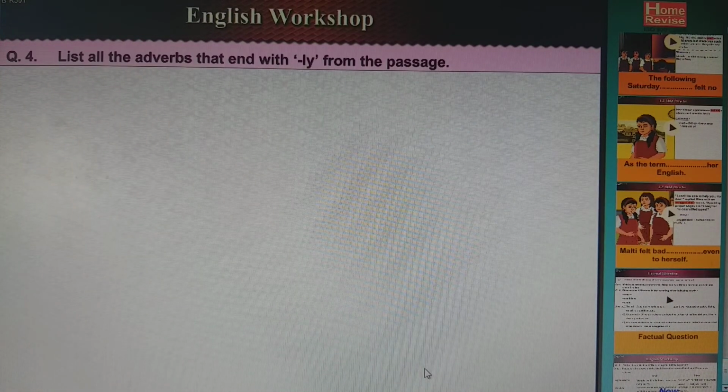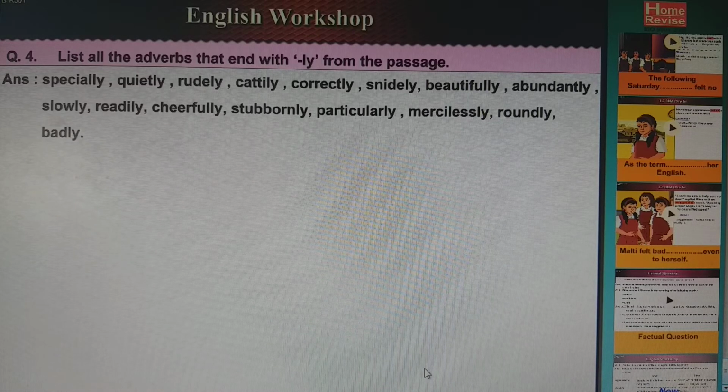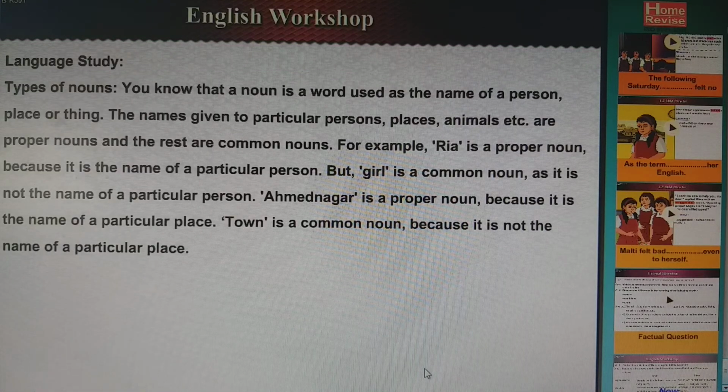Now the next question is to list all the adverbs that end with ly from the passage. What is an adverb? An adverb is a part of speech, and an adverb tells us more about the verb. Most of the time adverbs end with ly, most of the time, not always. So these are a few adverbs from your text: quietly, rudely, cattily, correctly, sanely, beautifully, abundantly, slowly, readily, cheerfully, and so on. At least 10 you find out.